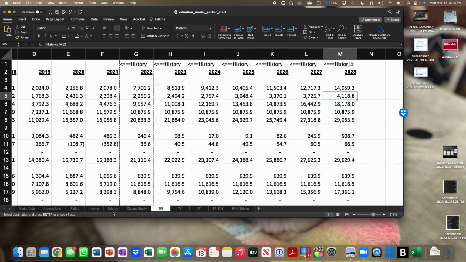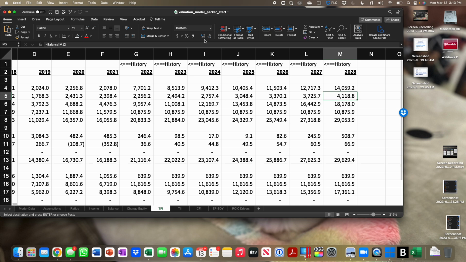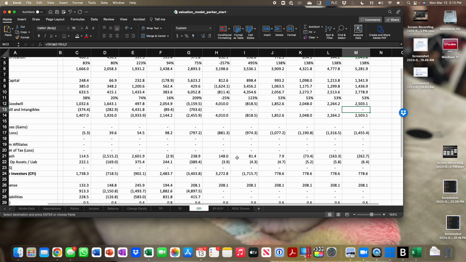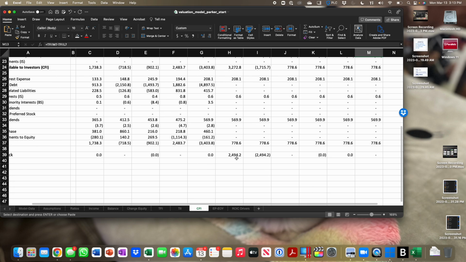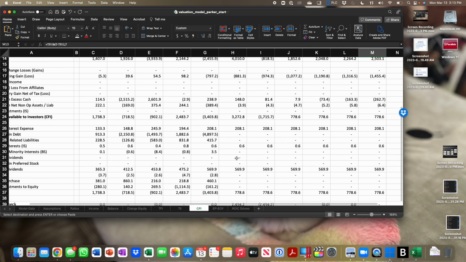Take the word forecast, make sure that starting in 2023 on TFI, you switch history to forecast. And carry that forward through 2028. CFI, we've already copied, so we now have balancing CFIs with the balance sheet in here. And there's an error down there. I'll figure out what I did.